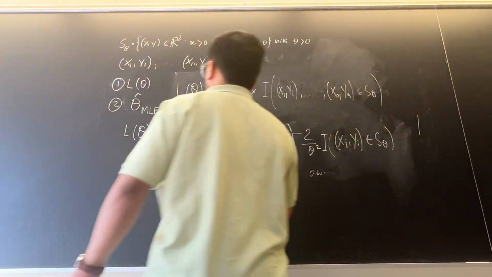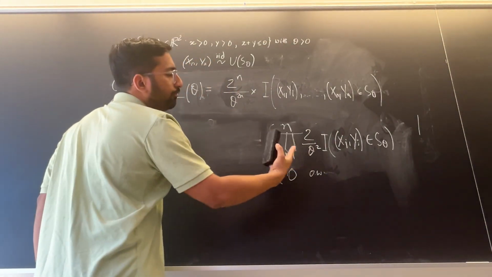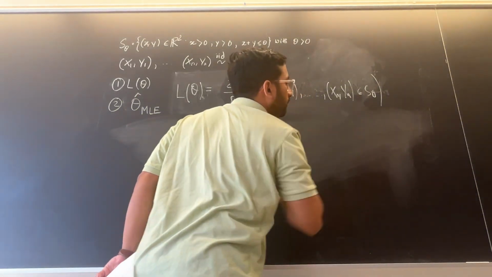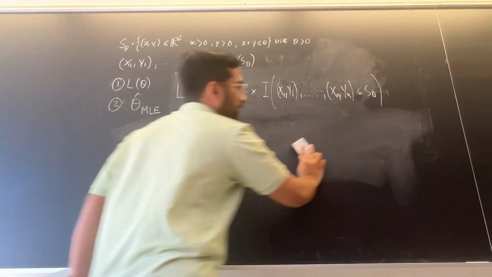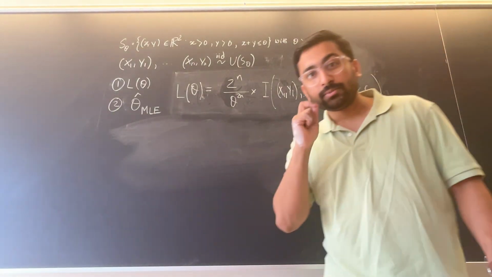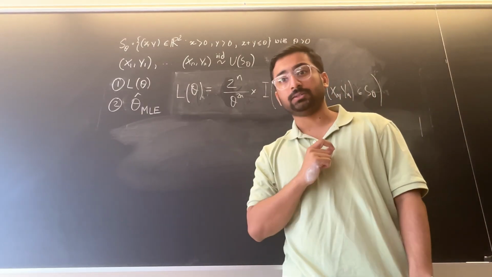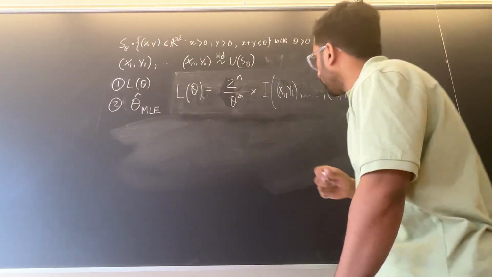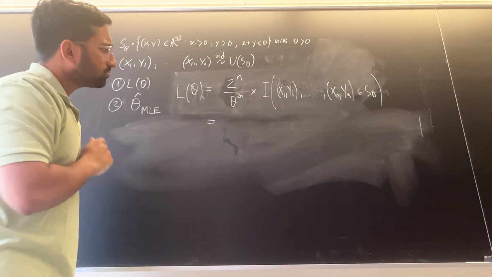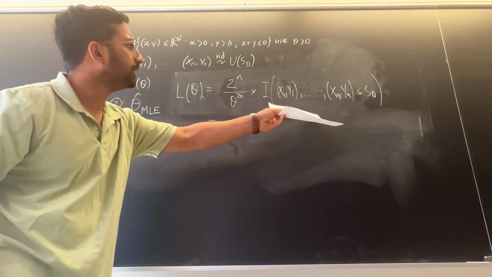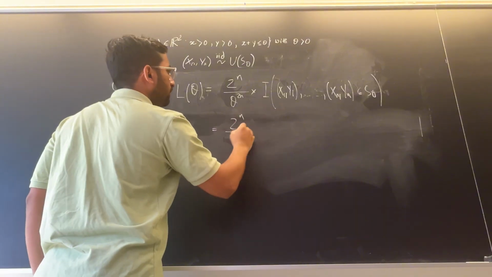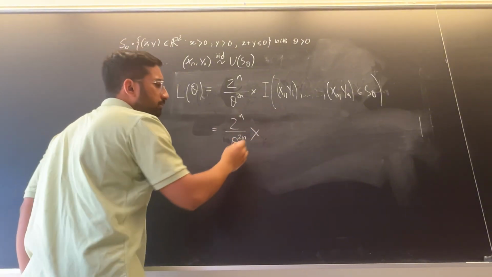If you write an indicator, it automatically means that it will be 0 otherwise. So we are trying to achieve a compact mathematical representation of it, and from that compact mathematical representation, the MLE will arise. So we will rewrite this section now. So it's 2 to the power n over theta to the power 2n times.